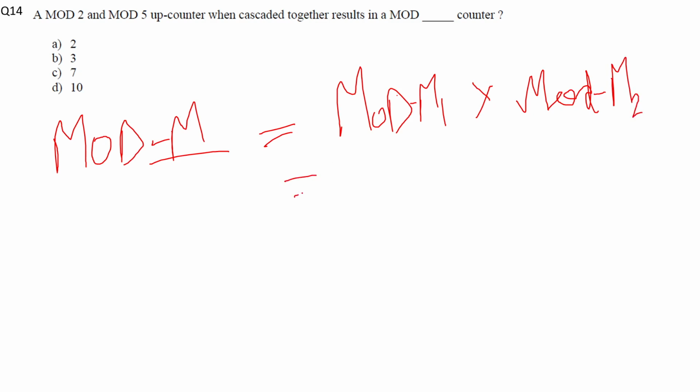So here mod m1 is 2, mod m2 is 5, so it's 2 multiplied by 5, that is 10. That is option D.